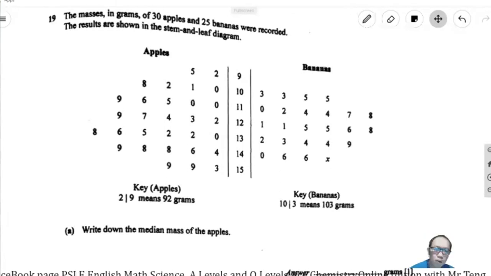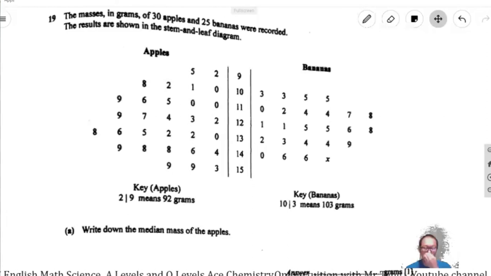Wow. Okay, there are 30 apples. What's the median mass of apple? Apples is the one on the left-hand side, okay? So there are 30 of them. Where's the median of 30? 15. No. You cannot take the 15th one because it's an even number. You've got to take the 15th plus the 16th, then divide by 2. So which one is the 15th and the 16th?